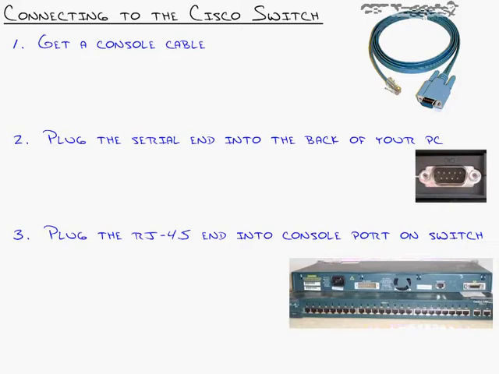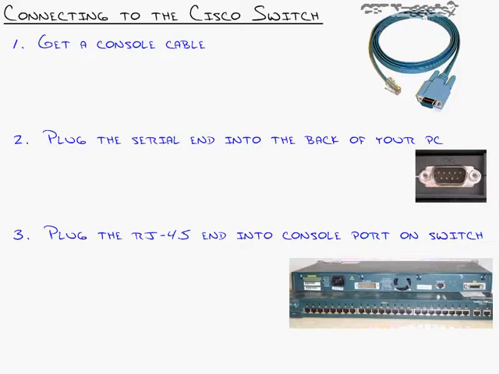You can see a picture of it in the upper right hand corner here on your screen. Now that console cable is a specially engineered cable that will take an RJ45, it looks like an Ethernet connector, and convert it to a serial connector that will plug into the back of your computer. So you can see step 2 is to take the serial end of your console cable and plug it into your PC.